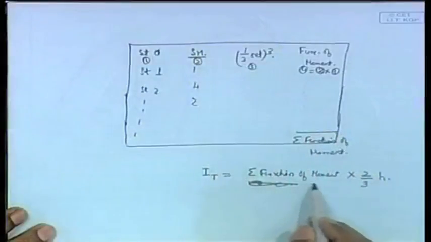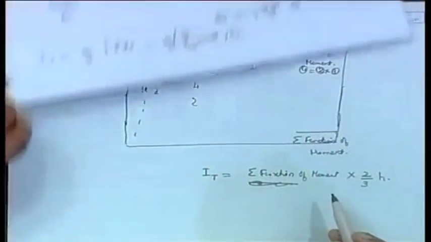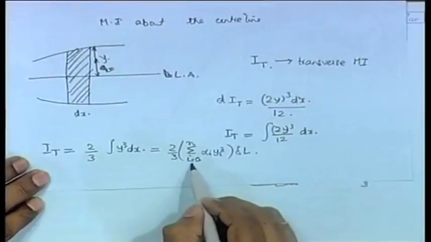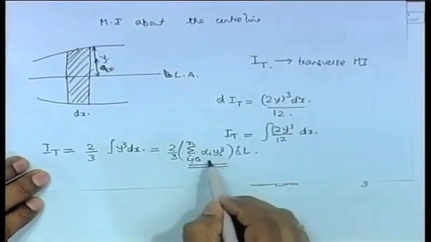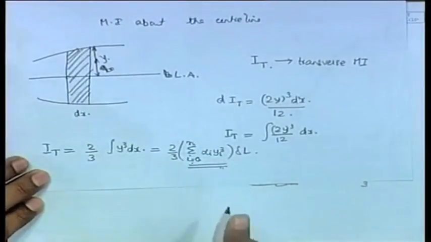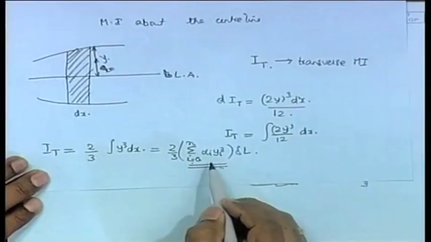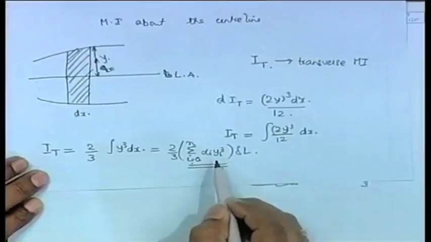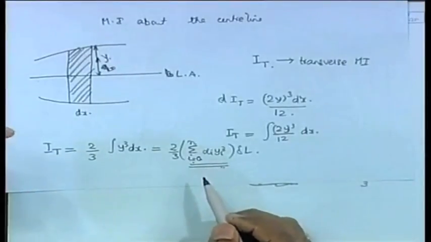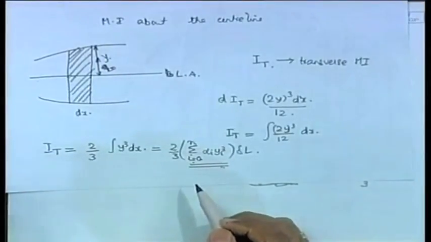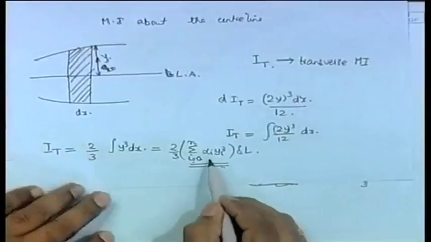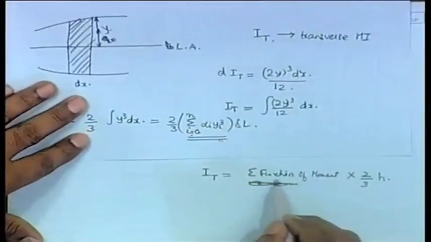So this function of moment is alpha I into y I cube. Again I will repeat, alpha I represents the Simpson's multiplier or the trapezoidal multiplier, and y I is the half ordinate, half the distance from the center line. So y I cube is the half ordinate cube. That is what we have done here, this function of moment.